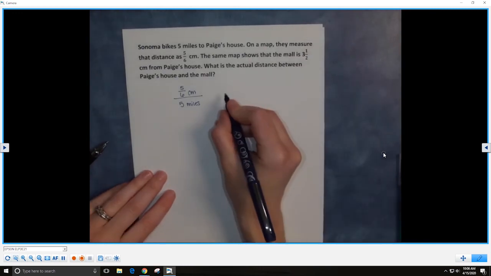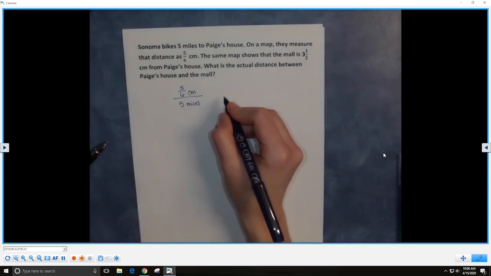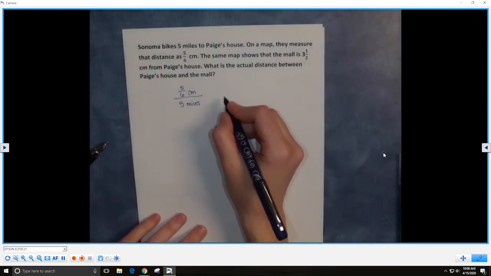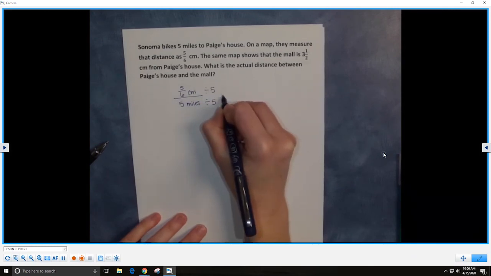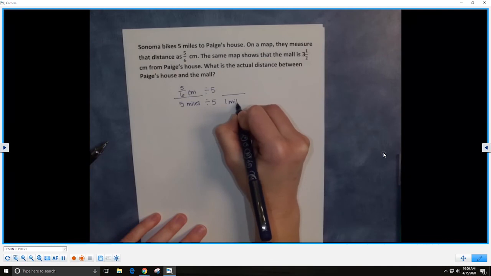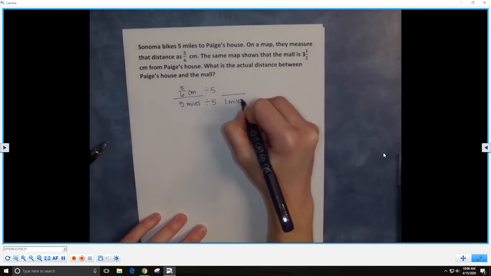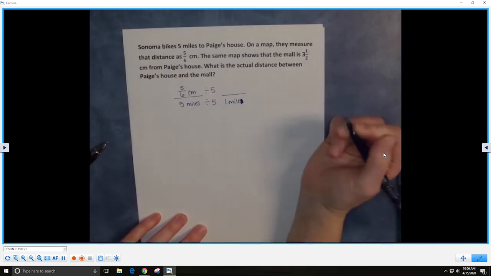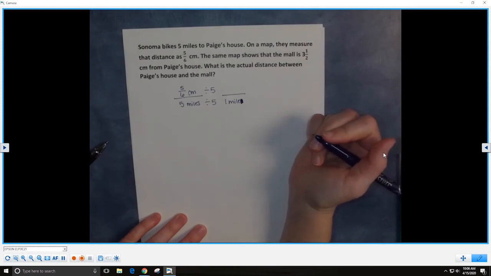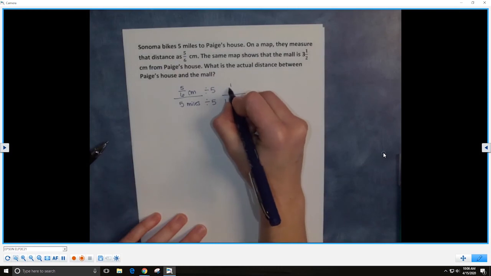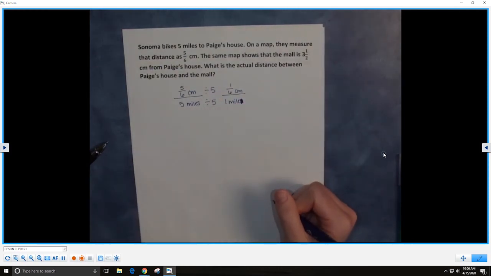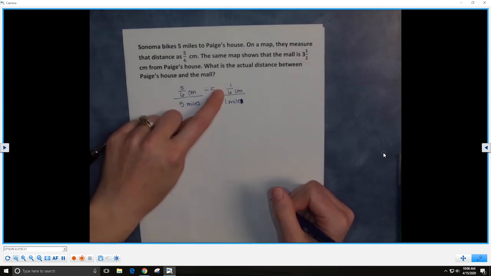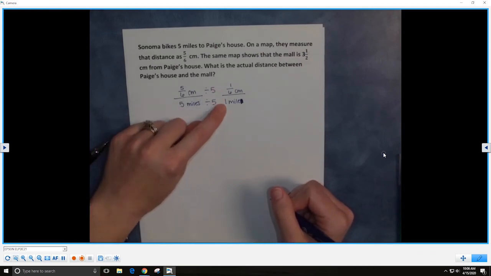Well, we need the denominator to be 1. The way to do that is to divide by 5. And if we divide the denominator by 5, we have to also divide the numerator by 5. 1 mile, not 1 miles. Sorry about that. Well, 5/6 divided by 5 is 1/6. So what does this mean? Well, it means that each 1/6 centimeter on the map represents 1 mile.